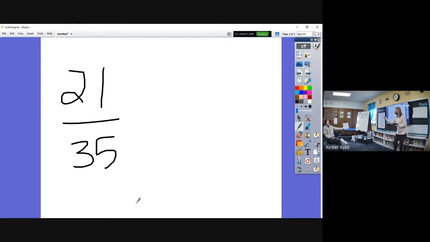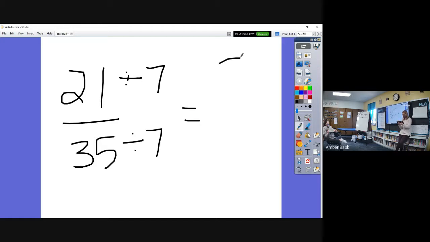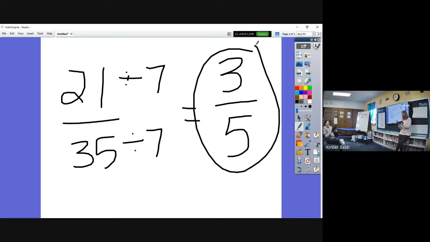Okay, what can I divide by? Sophie's telling me I can divide by 7 on this. And when I do, 21 divided by 7 is 3. And 35 divided by 7 is 5. My answer is 3/5. All right.